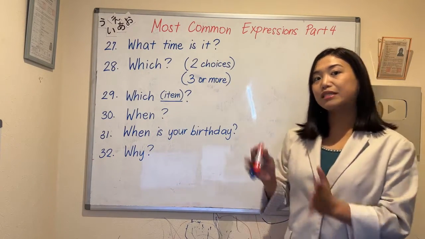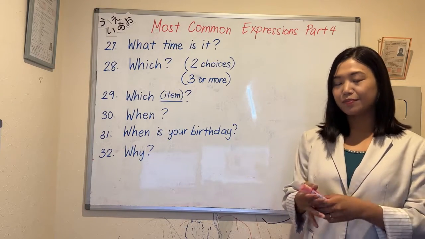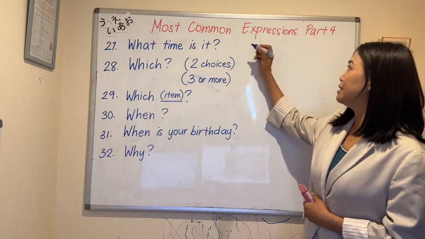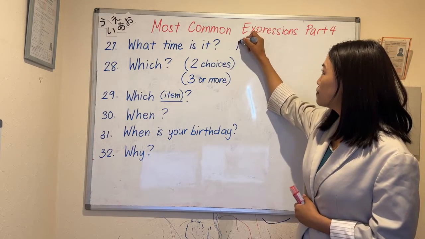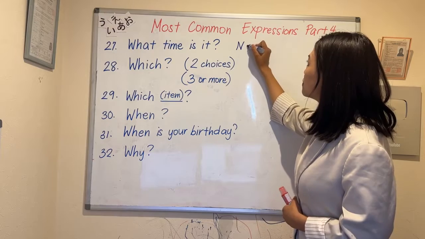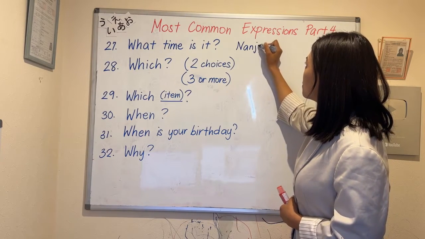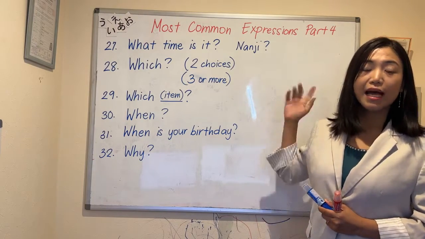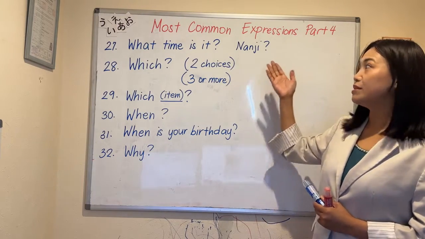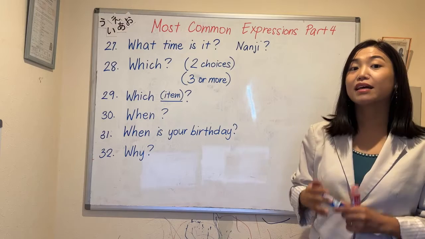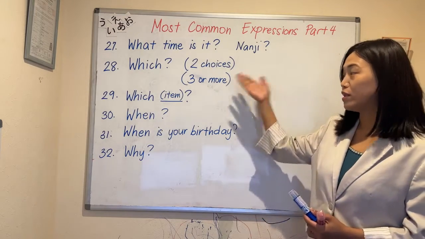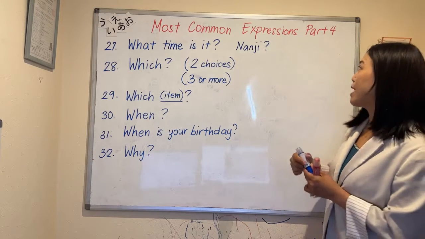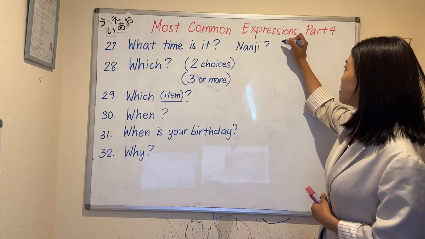To ask what time is it in Japanese, the casual way of asking it is nanji. Just saying nanji means what time is it? And that is the casual way of asking what time it is. But if you want to be more polite, you just have to add desu ka.